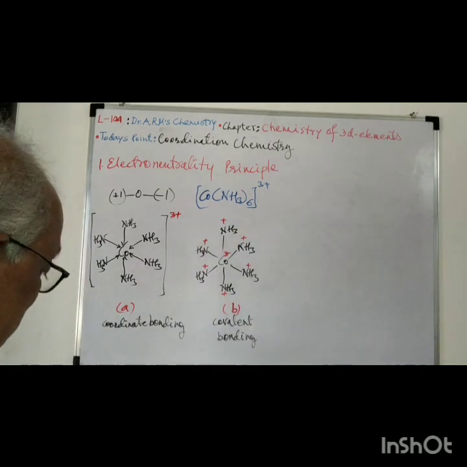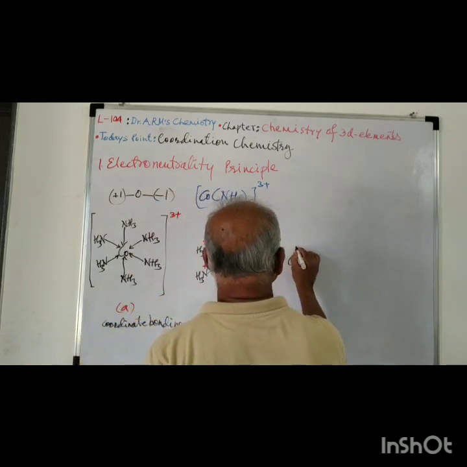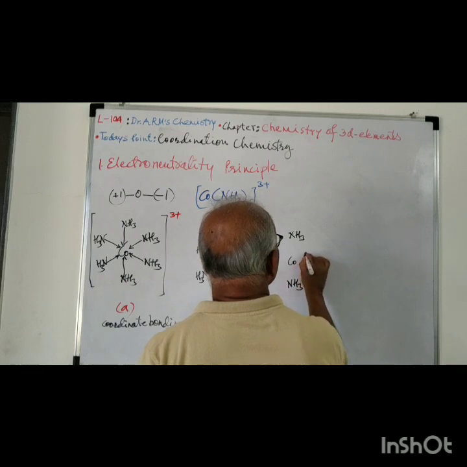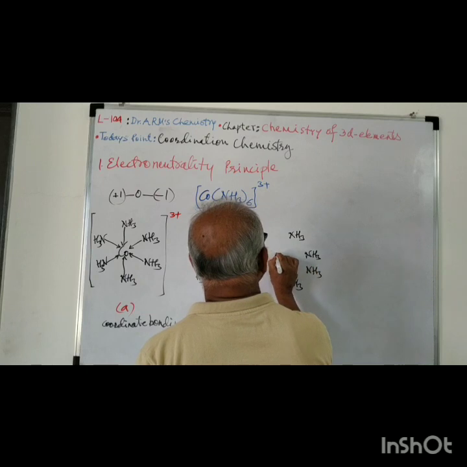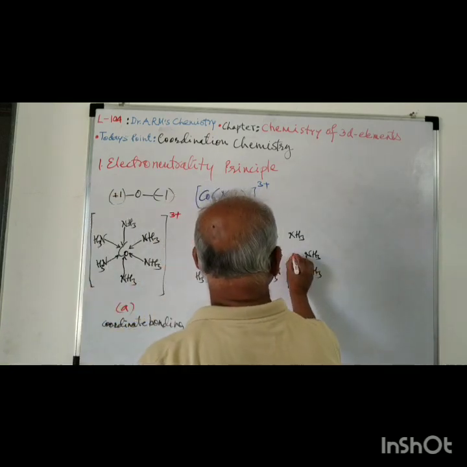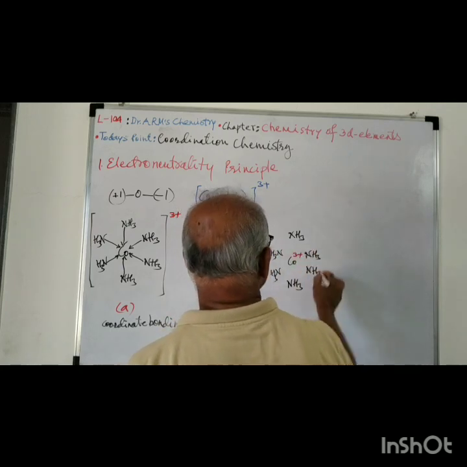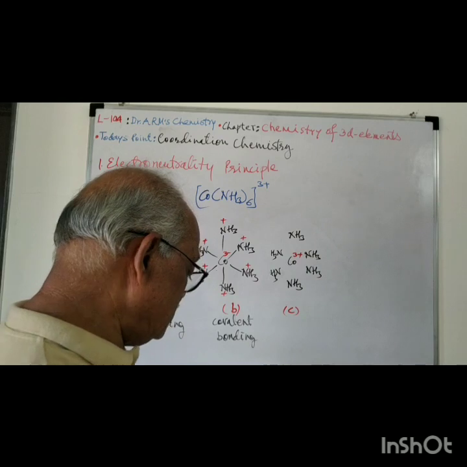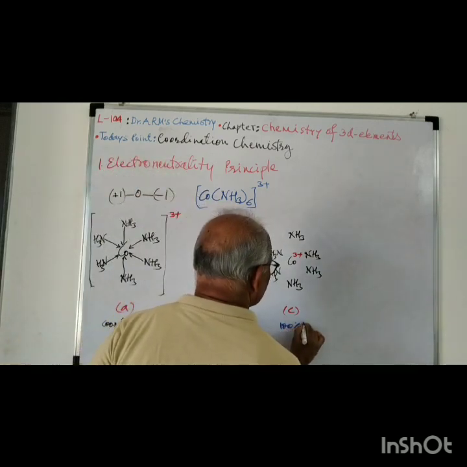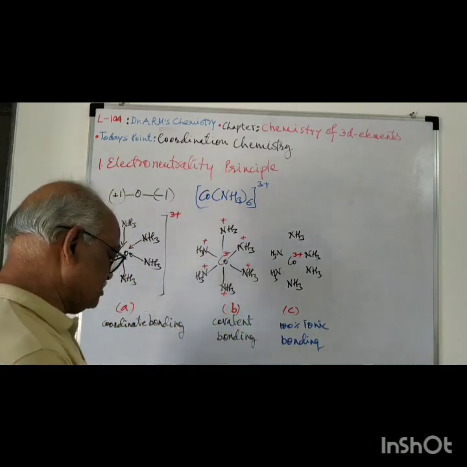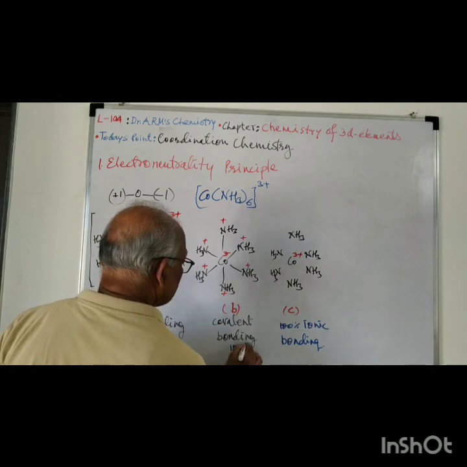Now we will consider another structure, that is cobalt, and there are NH3 molecules surrounding it like this. And these are ionically bonded to this cobalt with a 3 plus charge. So we can say this is structure C. This is 100% ionic bonding. And the previous one is covalent bonding 100%.